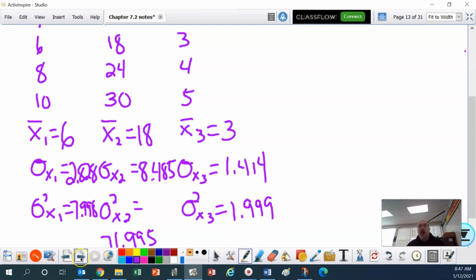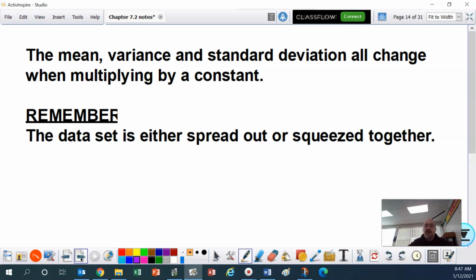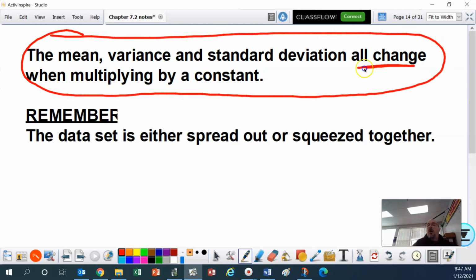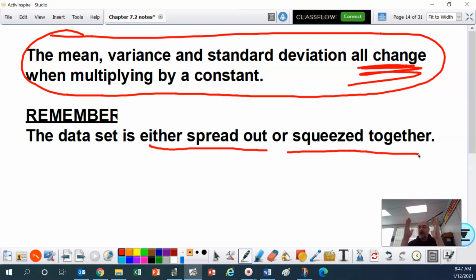All right, so what do I want you to notice from this? This is something you need to keep in your mind. The mean and the variance and standard deviation all change when multiplying by a constant. Why? Well, when you multiply, you either spread them out or squeeze them together. When you multiply by a number bigger than 1, it's going to spread out. Everything gets bigger, and all of the numbers are going to be further away from the mean.